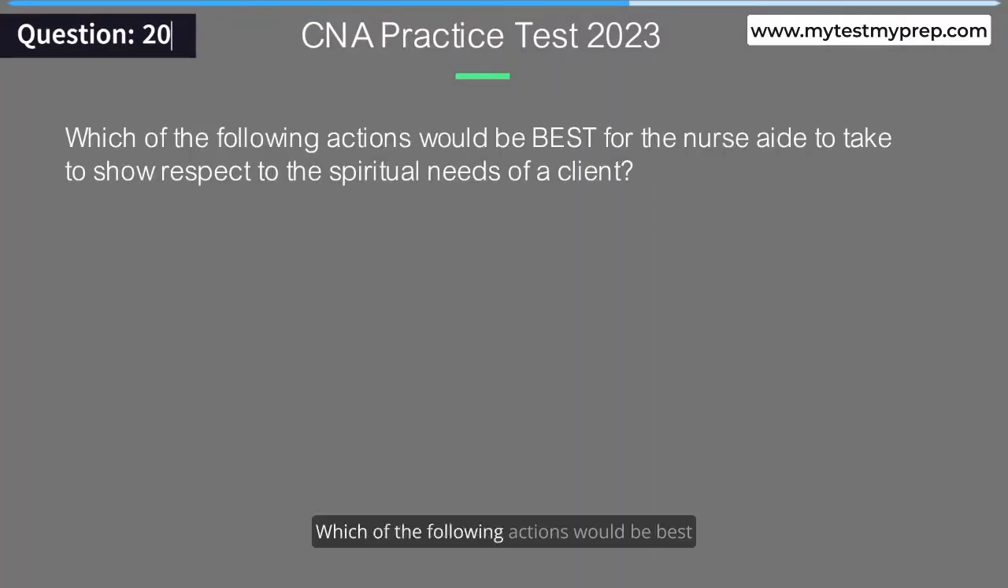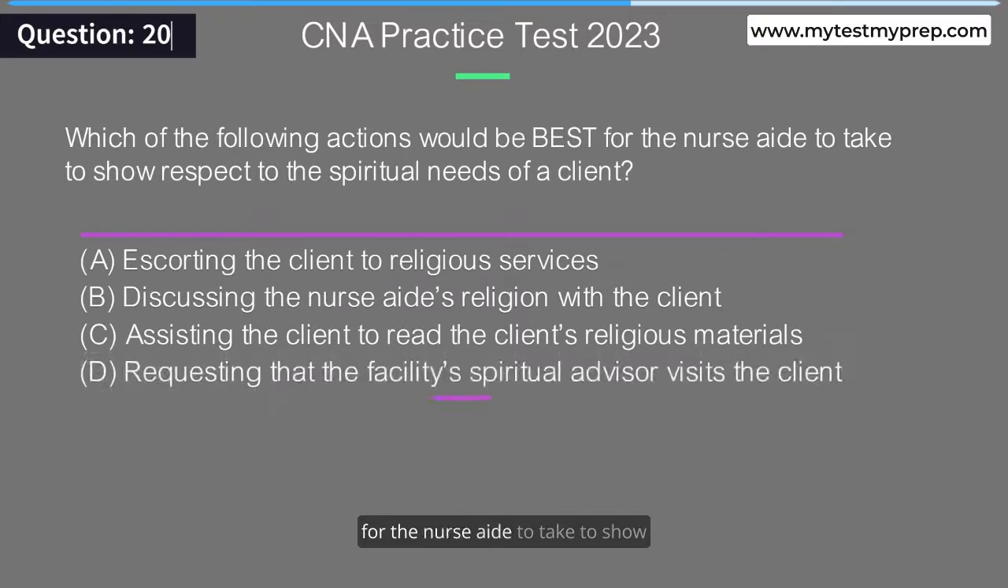Which of the following actions would be best for the nurse aide to take to show respect to the spiritual needs of a client? A. Escorting the client to religious services. B. Discussing the nurse aide's religion with the client. C. Assisting the client to read the client's religious materials. D. Requesting that the facility's spiritual advisor visits the client. Answer: C. Assisting the client to read the client's religious materials.